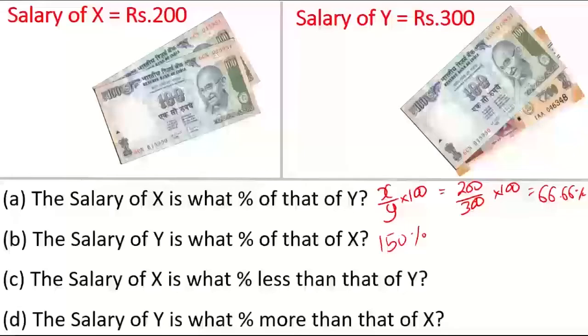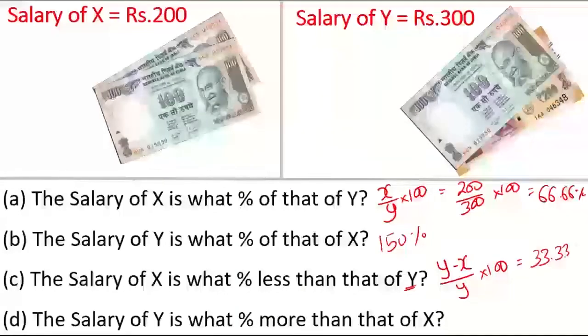Salary of X is what percent less than that of Y? So it's Y minus X in the numerator, denominator, it's Y into 100. So 300 minus 200, 100 over 300 is 33.33%.